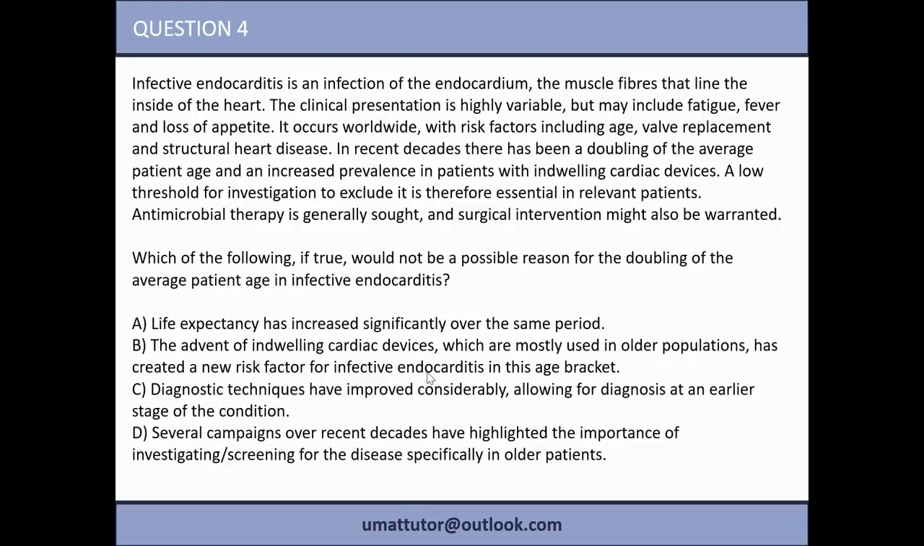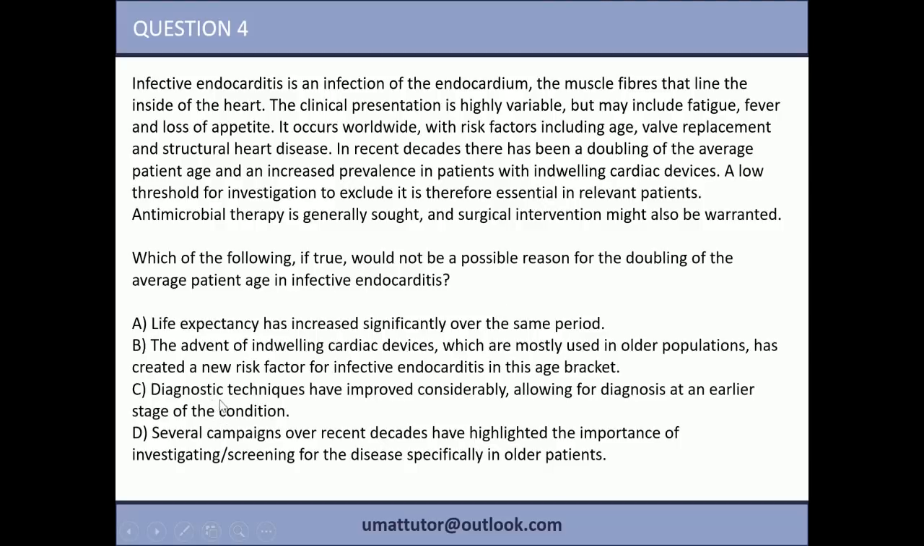If it is true though, the question is, will that have an effect on the average patient age? And again, I think it probably would, because if you have a risk factor, which is in this case the devices, and that risk factor is mainly in older populations, as stated here, then that would be a reason why older populations may experience endocarditis more often, and therefore the age would or could double. So that seems to be a reasonable option. And again, for that reason, it's not the answer, because we're looking for the answer which would not be a reason for the doubling in age.